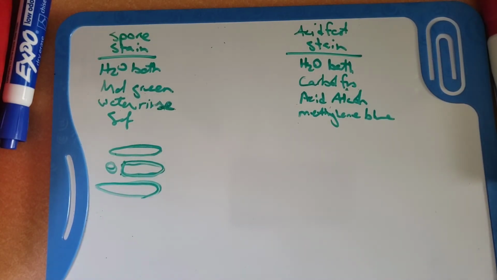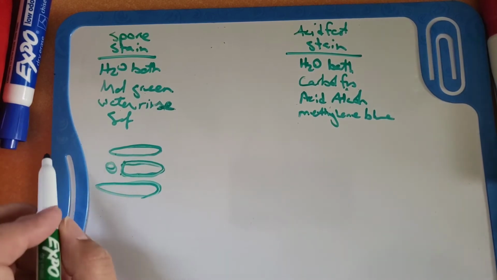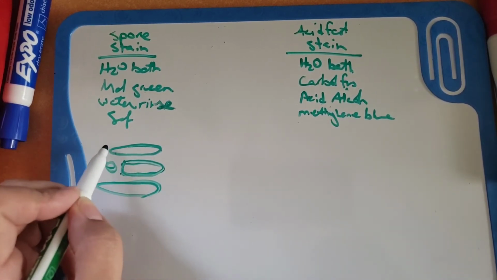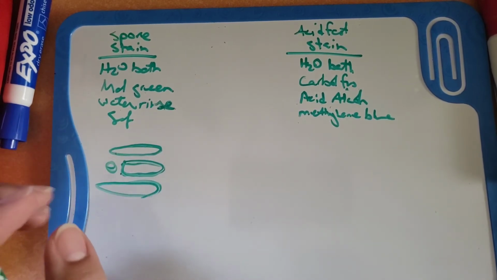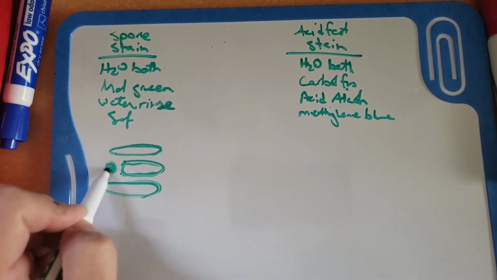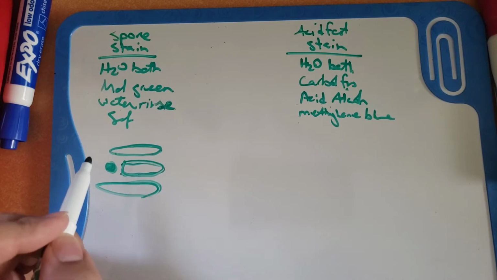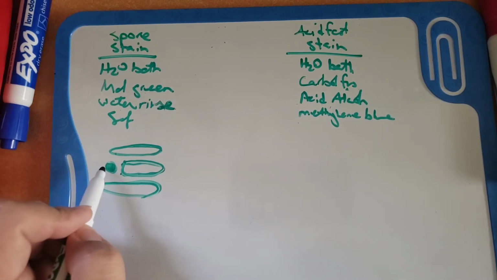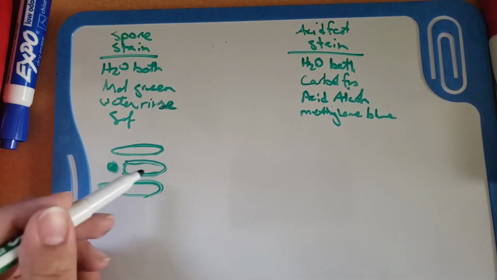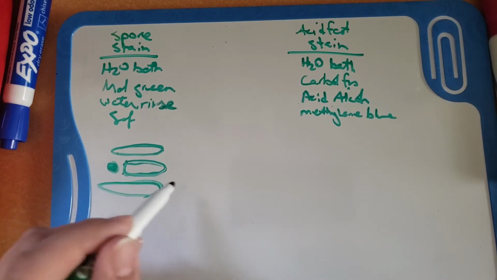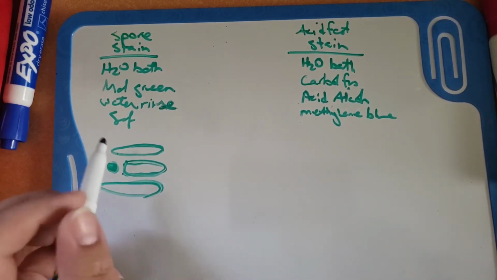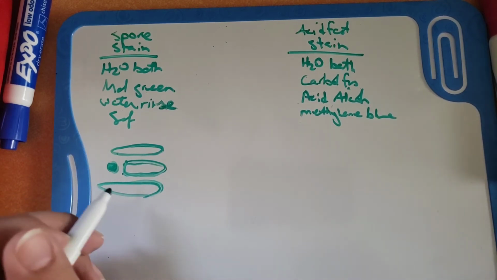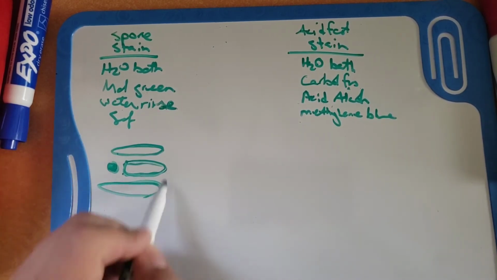So the vegetative cell is the regular cell by itself. It's happy in its environment. When the environment becomes hostile to them, they produce the spore, and then they leave the vegetative cell on the outside because they can survive on their own. That is called sporulation, when it produces a spore.